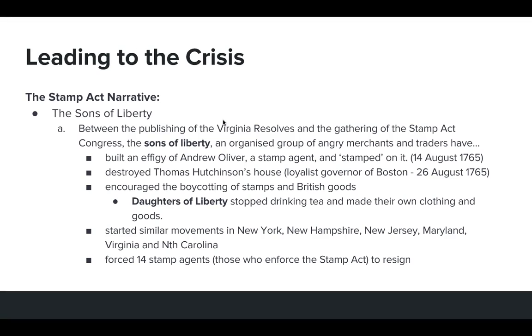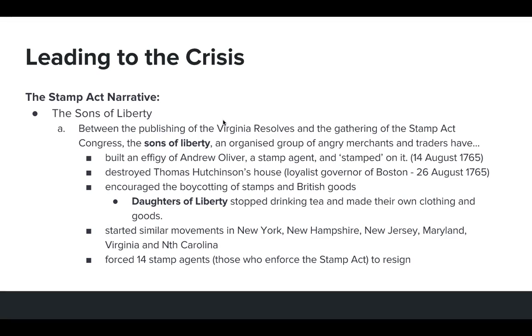And consequently of this movement, 14 stamp agents across the eastern seaboard, so pretty much in all the colonies, they all resign. These guys, they've seen what happens to Andrew Oliver, they've seen what happens to Thomas Hutchinson, and they pretty much say, this isn't worth it. We could get killed because these Americans, these Sons of Liberty, really hate what the empire's done to them. And so they resign and they go do something else.